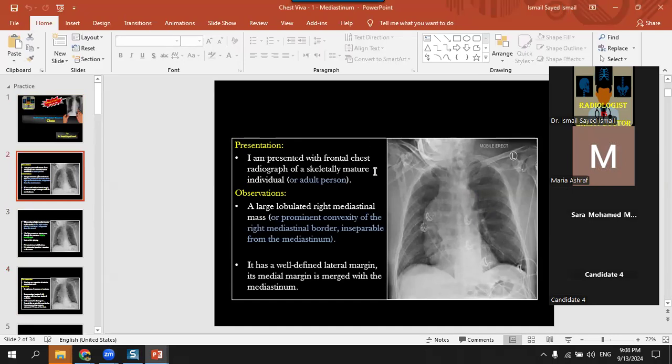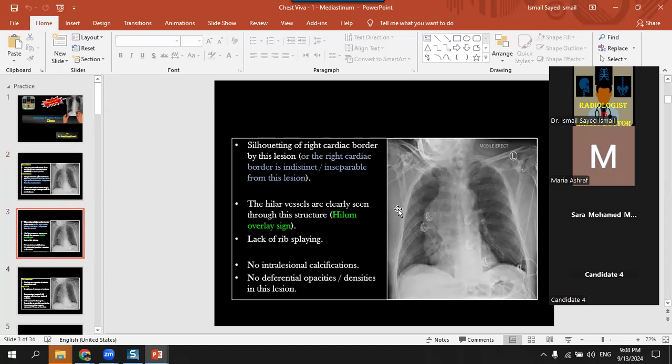Starting by, I'm presented with a frontal chest radiograph of a skeletally mature individual, or just an adult person, if you have breast shadow, an adult female, showing a large lobulated right mediastinal lesion. Very well-defined lateral border. What about the medial border? Merged with the mediastinum. Or you can say the lesion has a wide base to the mediastinum. So it is mediastinal, not pulmonary, not pleural.